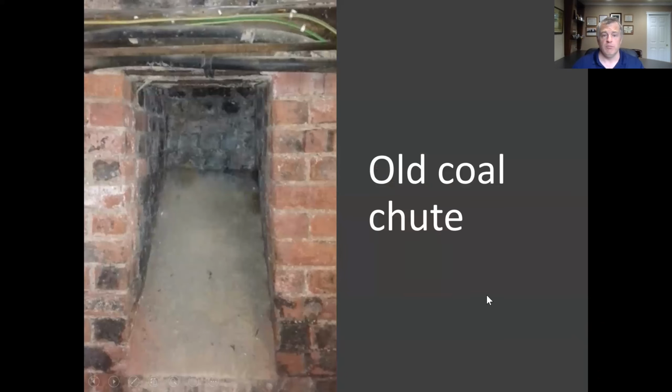Old coal chute. You see these a lot in cellars. So pre-gas, pre-oil, you'd have a cart pull up with coal. They'd shovel it down here, it would slide down the coal chute, and then you put the coal into your boiler. That's how you make your heat.